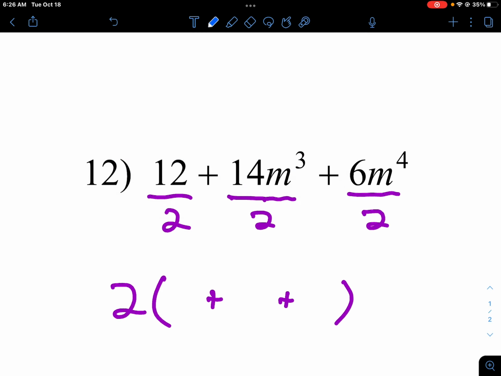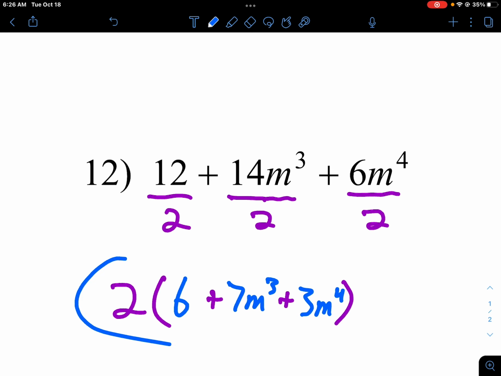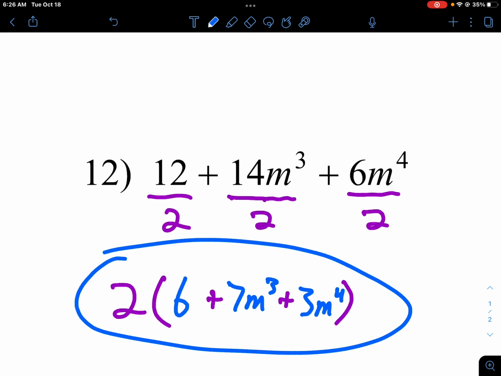So 12 divided by 2 is 6. 14 divided by 2 is 7. Bring the m to the third. And then 6 divided by 2 is 3. Bring the m to the fourth. And you are done. Okay?